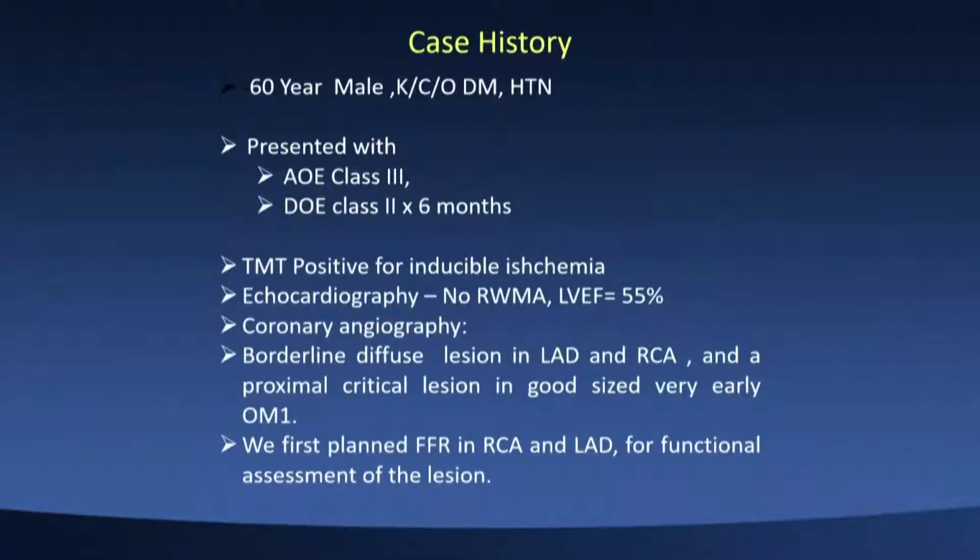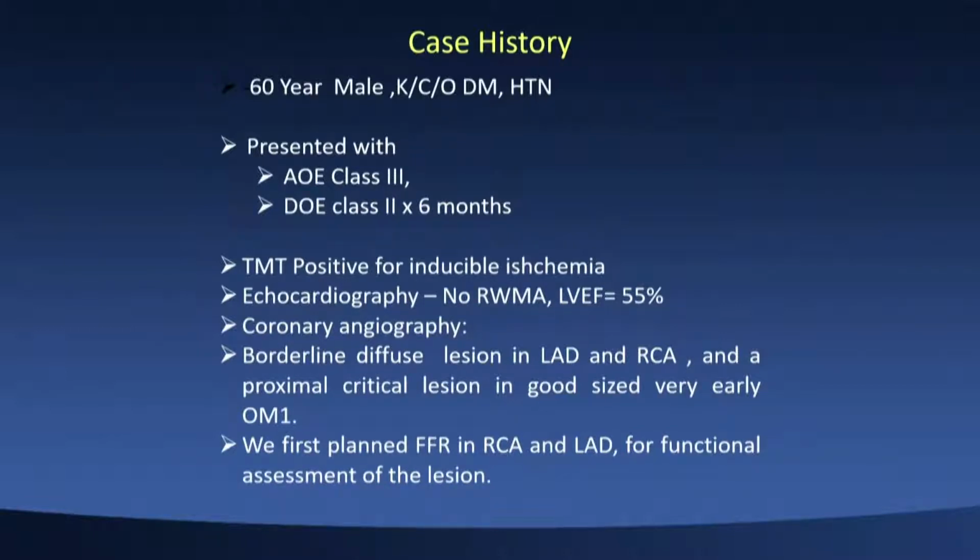So this is a 60-year-old gentleman. He is a diabetic, hypertensive smoker, presented with recent onset of angina, dyspnea class 2 for 6 months. He was screened with a treadmill test, and that was moderately positive. Echocardiography was normal, so no RWMA, and the ejection fraction was 55%. He had a coronary angiogram done, which showed all 3 arteries have some lesions.